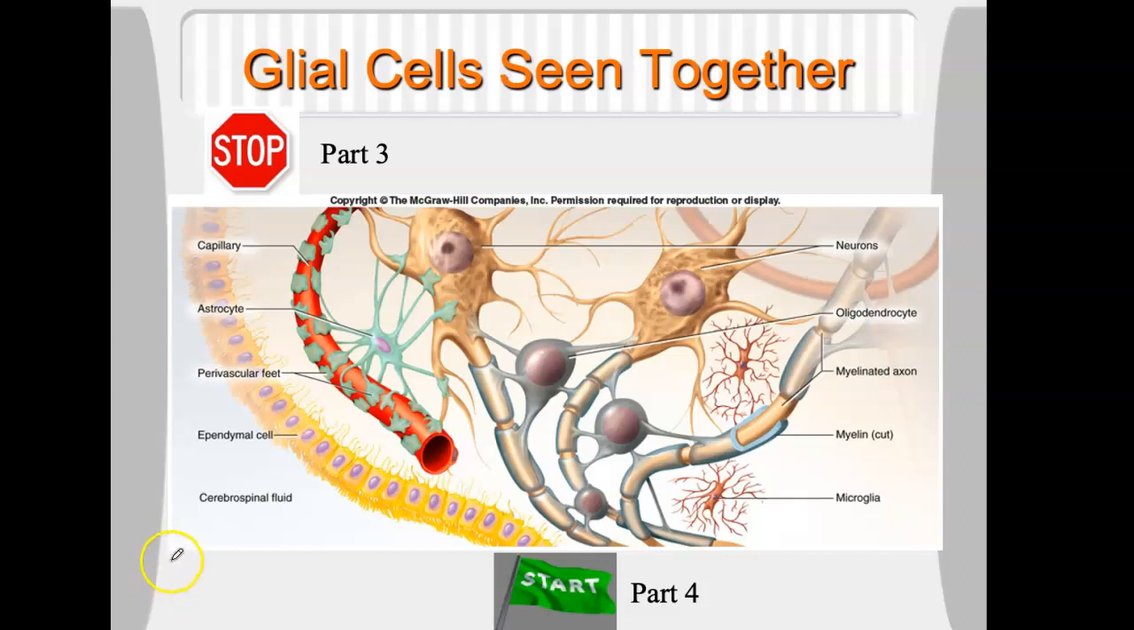Here we are in part 3 of neurons, and I wanted to show you this slide again to get a review of all these glial cells.